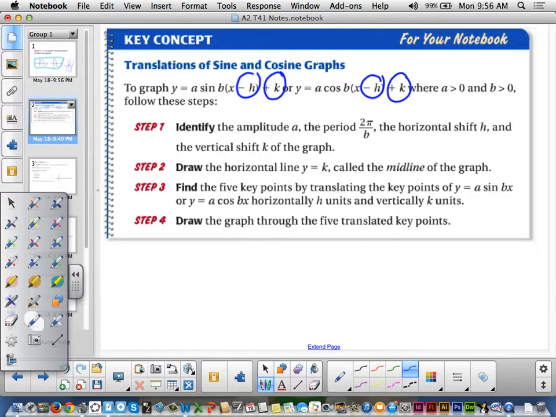We have parentheses here because we have a period change that may affect some of these. So that's why there's parentheses and then the b. So the steps to graphing these: first, you want to identify the amplitude. That's a, like always. Your period, 2 pi over b, that's for sine and cosine. Identify your horizontal shift and your vertical shift. Step 2, draw the horizontal line y equals k. So basically, you're going to apply the vertical shift.